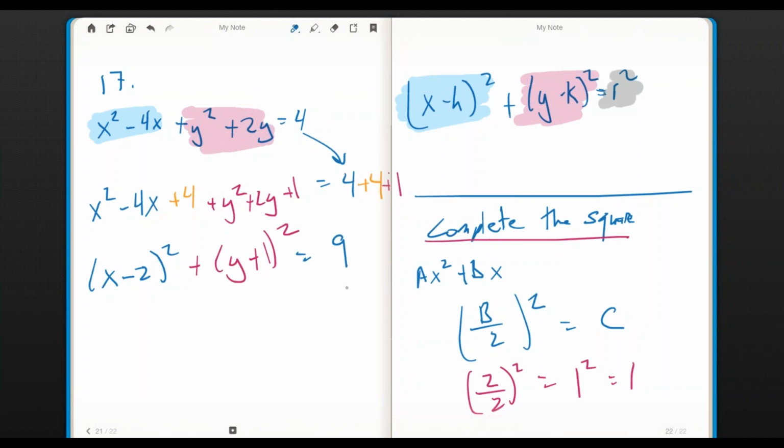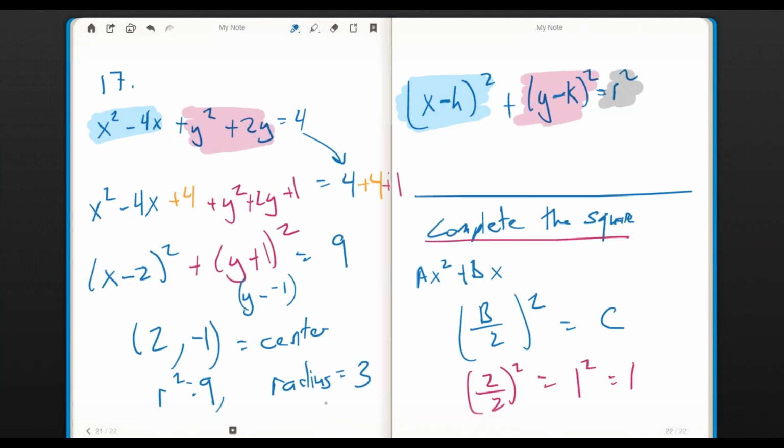So the question is, determine whether it's a circle. Yes, it is. How do I know? Because it fits the formula for a circle. And if it is, give the center and the radius. Remember, the subtraction sign goes with the equation. So x minus 2 means I'm subtracting 2. Y plus 1 is the same thing as y minus a negative 1. So the y value of the center is a negative 1. That's the center. The radius squared is 9, so the radius is equal to 3.